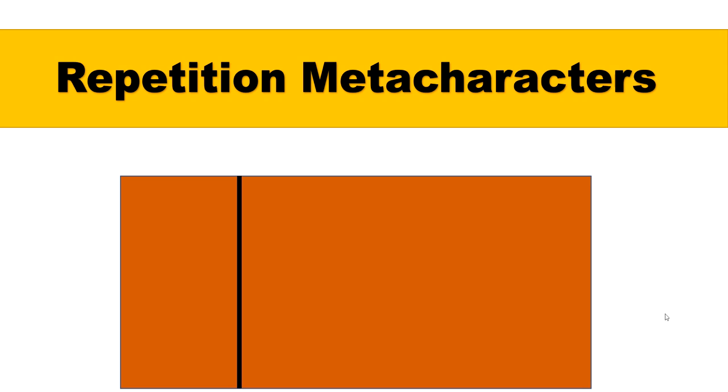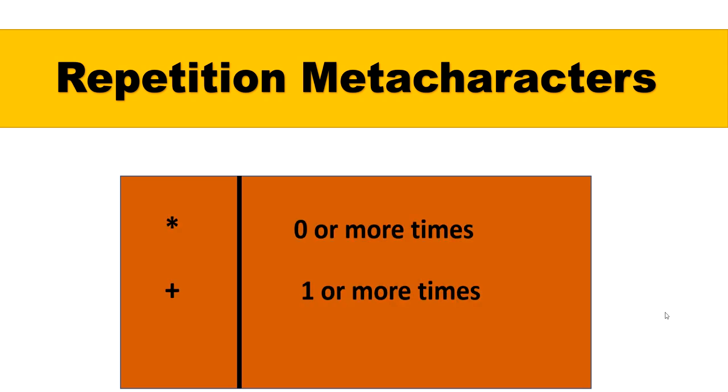So, there are 3 repetition metacharacters which we need to learn here. First, asterisk, then plus sign, and then question mark. All 3 of them are going to go in a regular expression, and here we can control the repetition with the help of these 3 metacharacters.